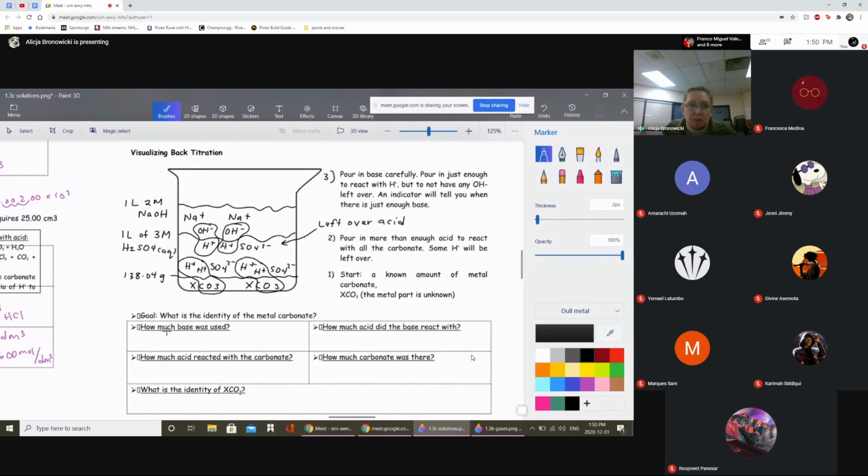Okay, so how much base was used? Well, I used 1 liter of 2 molar sodium hydroxide. So 1 liter times 2 mole per liter. So I have used 2 mole NaOH.